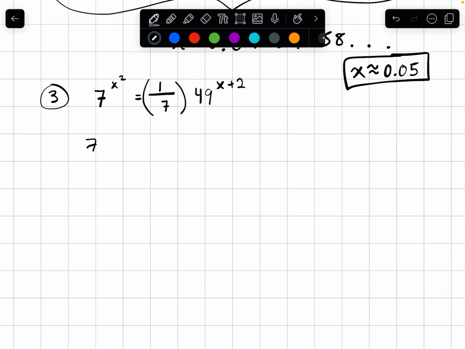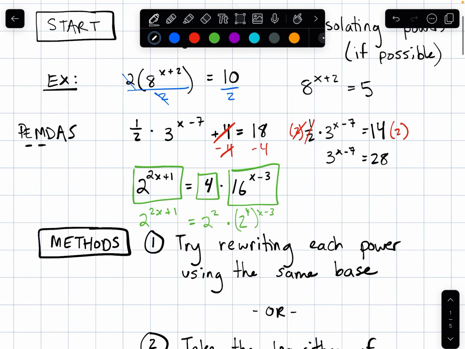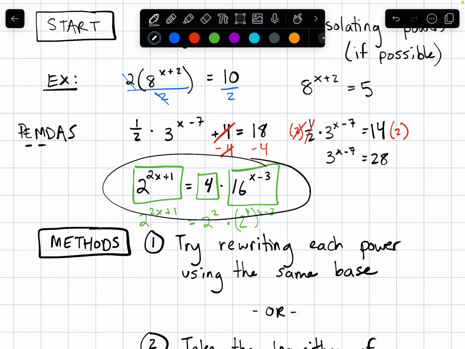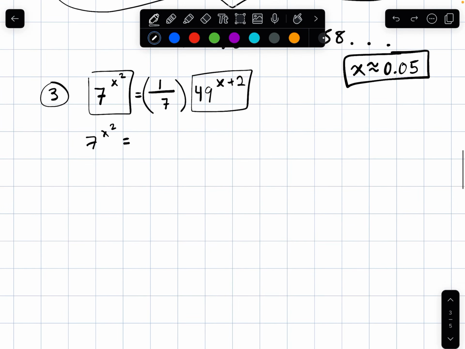Problem 3. Here we have 7 to the x squared equals, well, notice I've got 2 powers. So if I have 2 powers, one on either side, this is kind of like the very beginning example we did here in the green, right? There's no way I can get both powers all by themselves. So I'm going to try to change this 1/7 into a power as well, right? I'm going to try to get common bases of 7.